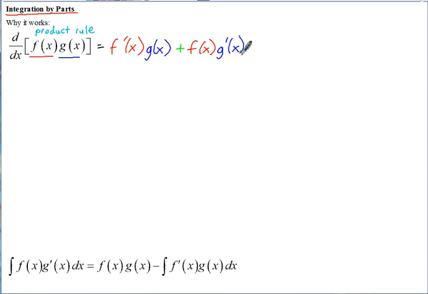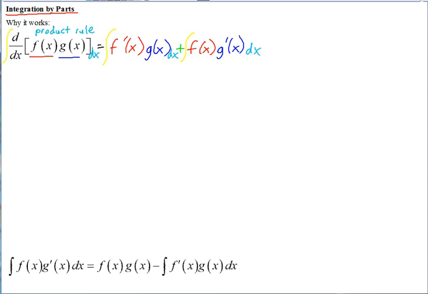After you use the product rule, we're going to integrate both sides of the equation. Before we can do that, we need to multiply everything by dx, the variable of integration. Multiplying all these by dx allows us to integrate both sides of the equation. And since these are added together, you can integrate each one separately.